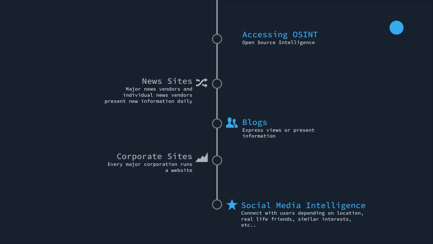Major news vendors like CNN, Fox, they have radio stations, TV, but they also have websites that present daily information. You also have individual news vendors that only have websites, and they provide specific information. So a lot of information can be gathered from corporations, what they're doing, maybe important people. A lot of global stuff can be gathered from news sites. It's very general. More specifically, we can get into blogs, right?